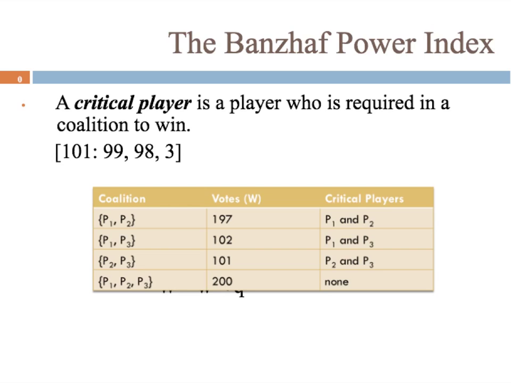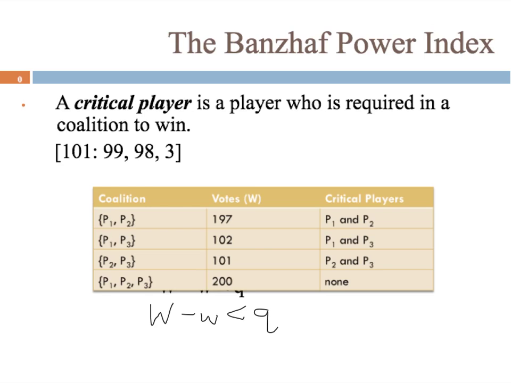Down here at the bottom, this should say capital W minus little w should be less than the quota. What that means is if we take the weight of a coalition and subtract the weight of a single player from that coalition, and the result is less than the quota, then that player is a critical player.